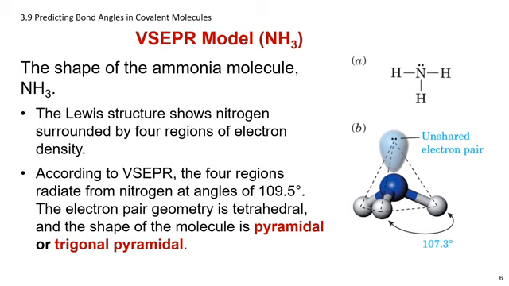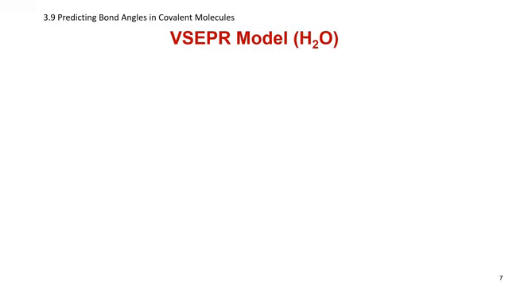Therefore, this molecular shape is called triangular pyramidal, a triangle base and a pyramid, or pyramidal. Pyramidal is named for this shape, pyramidal or triangular pyramidal. The angle is less than 109. Pyramidal, trigonal pyramidal. There are two names for ammonia.